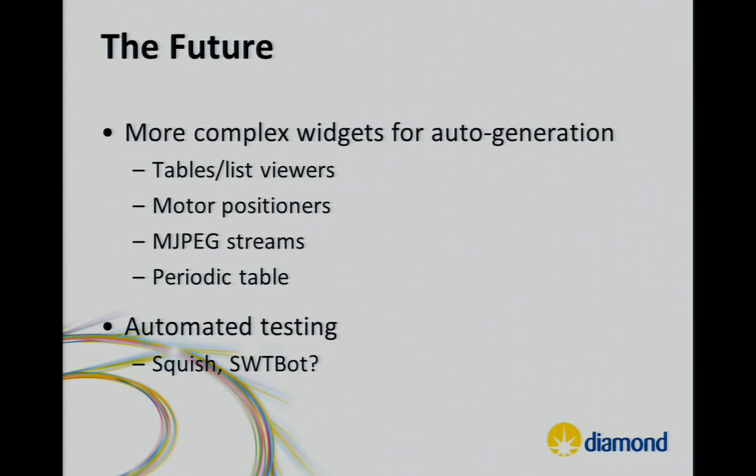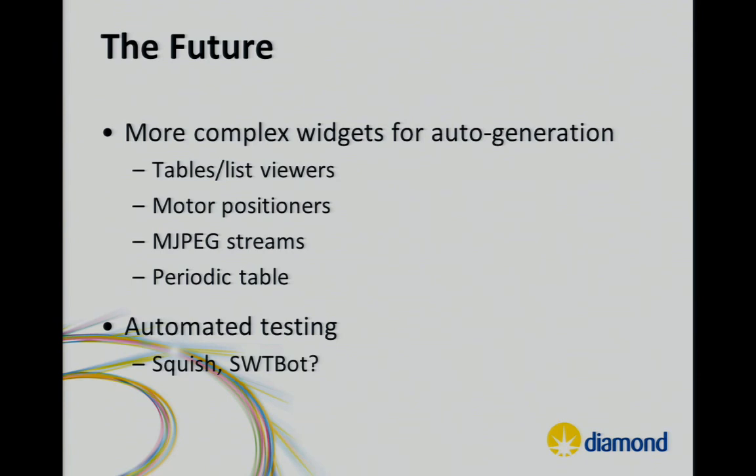We also want to be able to do motor positioners, so if we get one of our typed motor objects which we know about, then rather than just giving you a simple GUI for that, it can give you a motor positioner which will tell you the current position, a demand position, and let you move the motor around. We want to be able to do MJPEG streams from cameras, so if you pass in a bean with a URL containing an MJPEG stream, then it will render a full plot showing you that live stream. And we're also wondering about a periodic table widget to let you select elements from the periodic table.